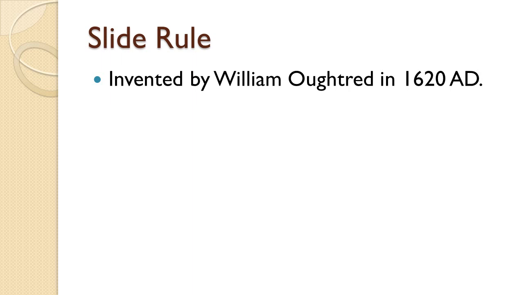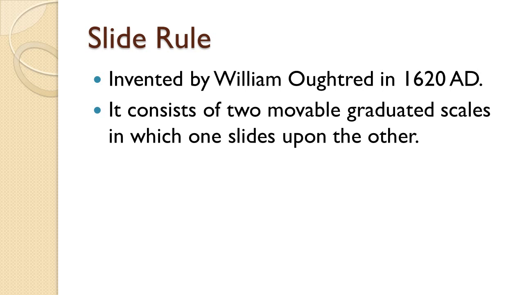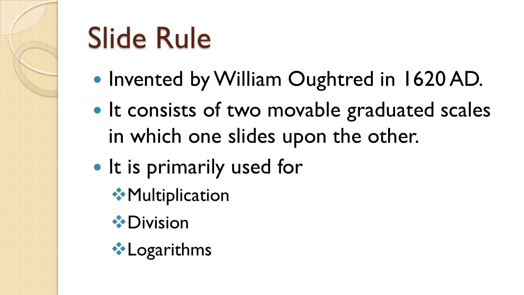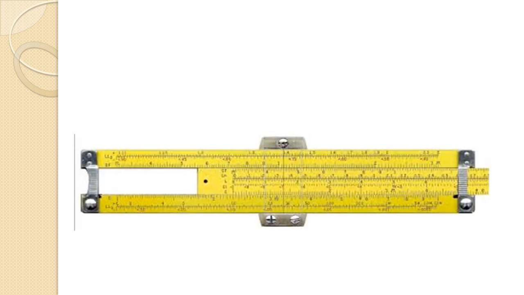Our next device is the slide rule. It was invented by William Oughtred in 1620 AD. It consists of 2 movable graduated scales in which one slides upon the other. It is primarily used for multiplication, division, and logarithms. As you can see in the figure, this is how the slide rule looks.